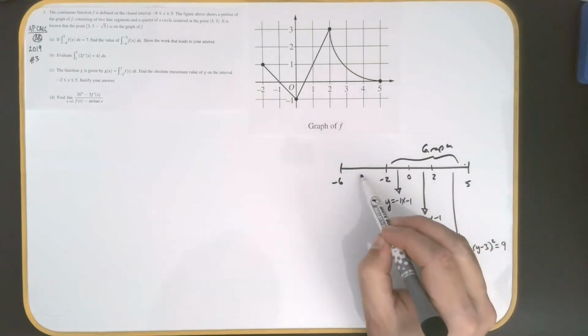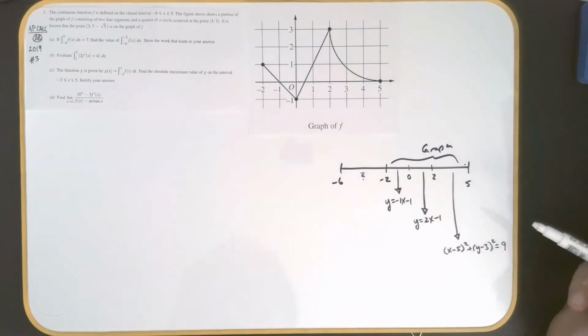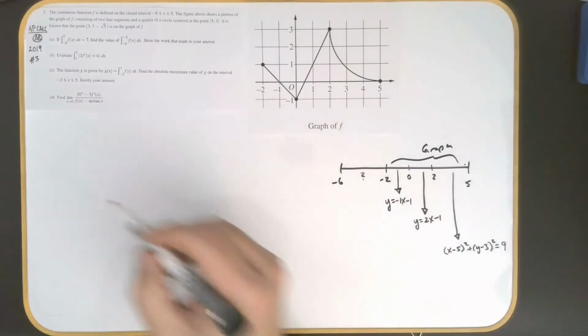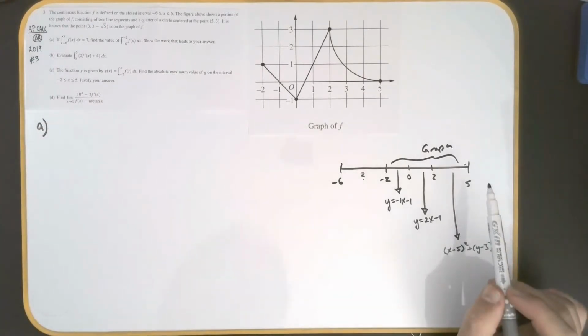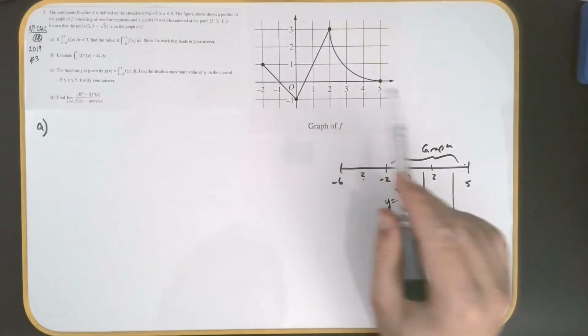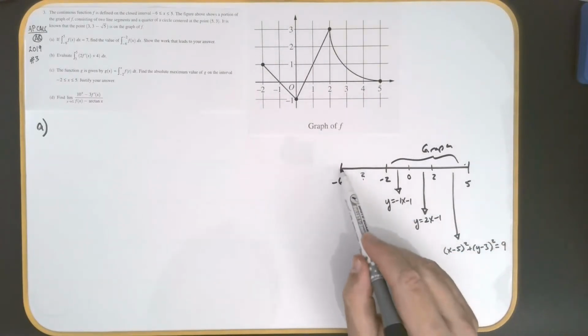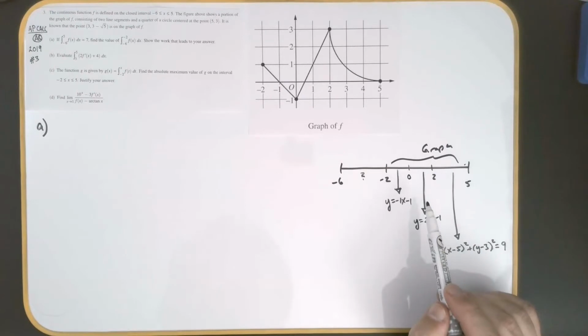And then again, it's sort of a mystery what's going on here. So we've got a feel for it so far, okay? So now let's see what they say. Part A says, if we integrate the entire function from -6 to 5, it's going to give us 7.